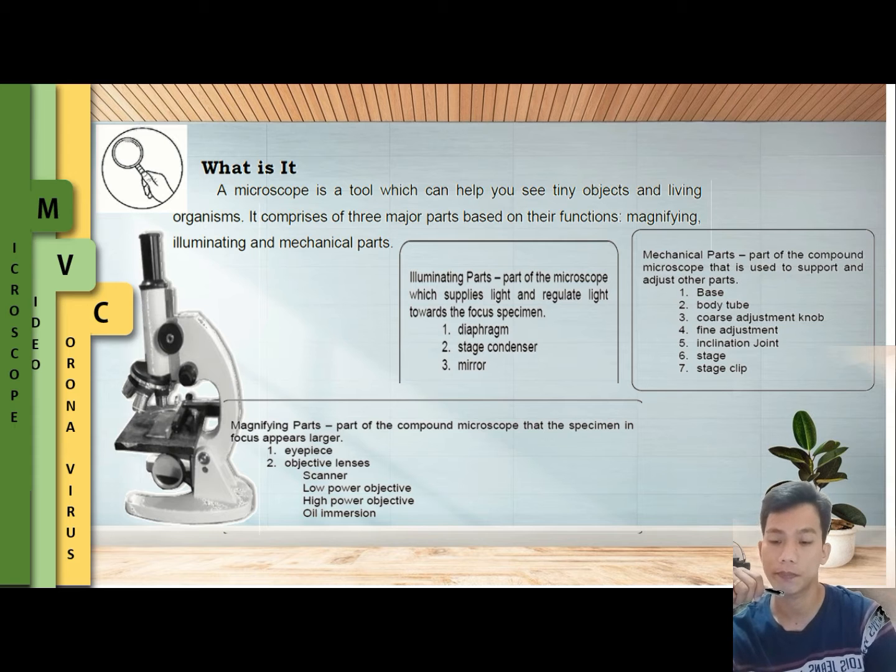The eyepiece, the objective lens, we have here the scanner, low power, high power objectives, and the oil immersion. Okay, so the next part is the illuminating parts. The parts of the microscope which supply light and regulate light towards the focus of the specimen.